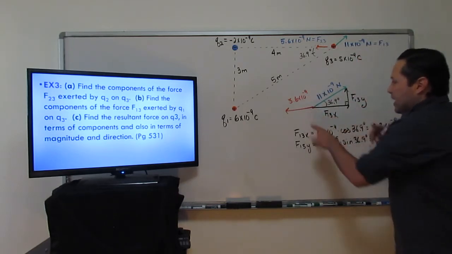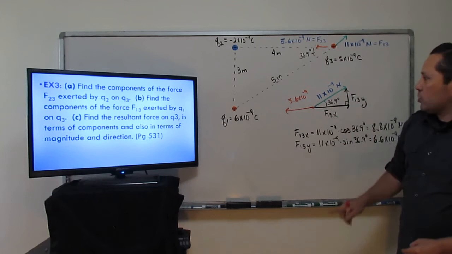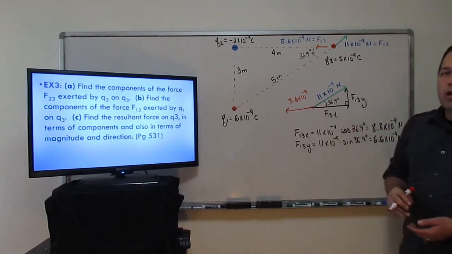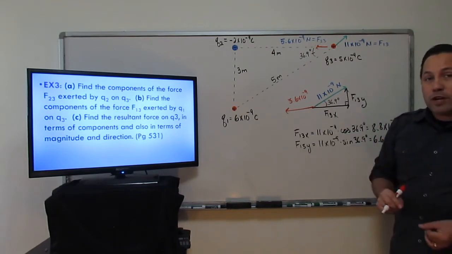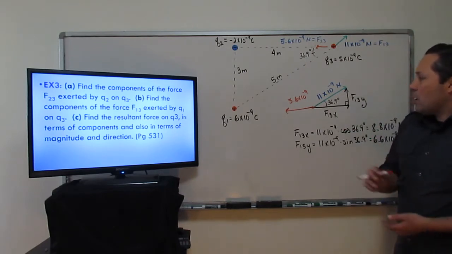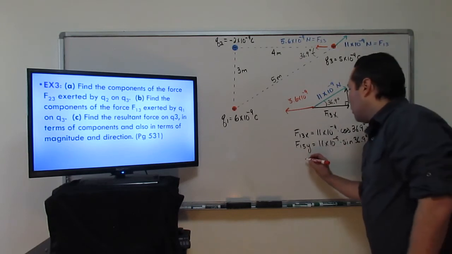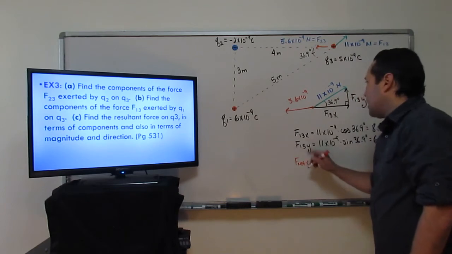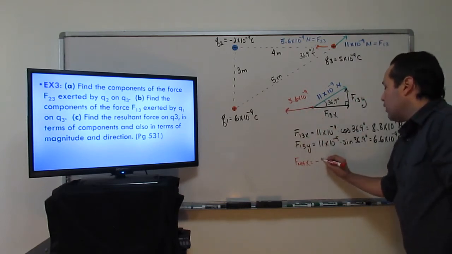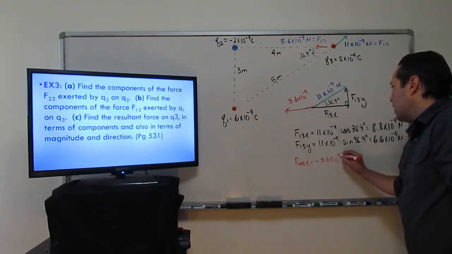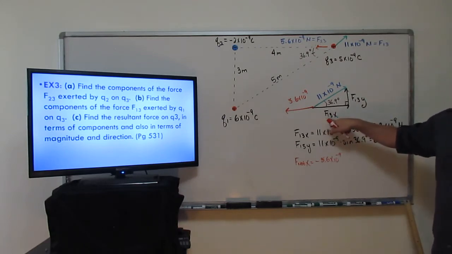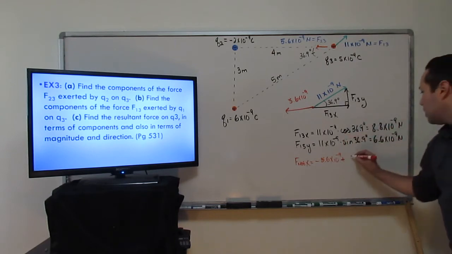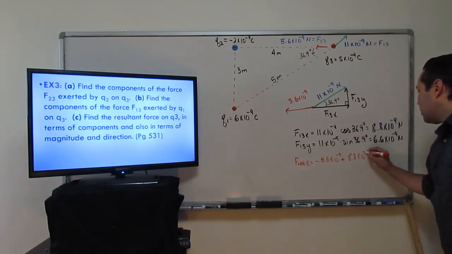So on the x-axis, what is the net force? Well, we're going to subtract this minus this, and that's going to give us our value for the net force on the x-axis. So what is that? The net force on the x-axis is, this is to the left, so I'm going to put negative 5.6 times 10 to the negative 9. And the force between 1 and 3 on the x-axis is to the right, so I'm going to put plus 8.8 times 10 to the negative 9.